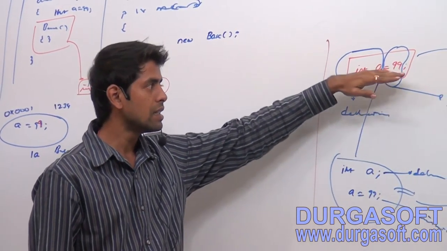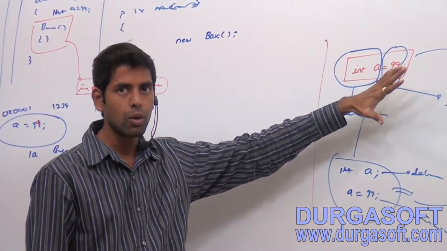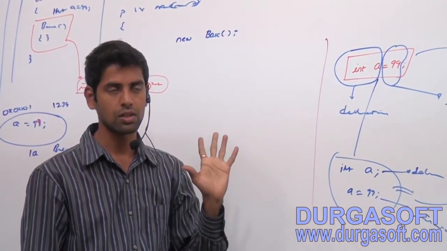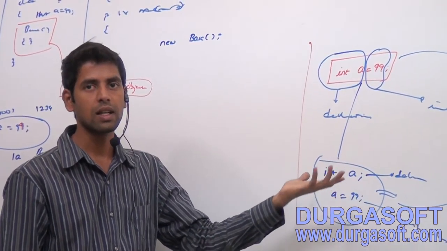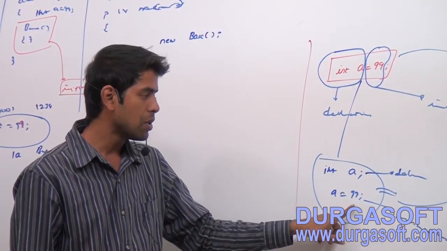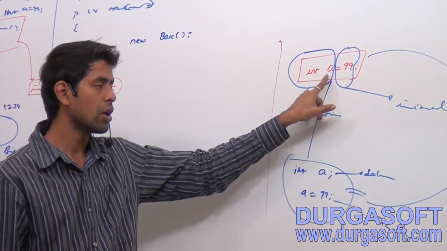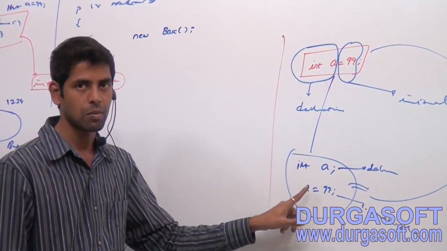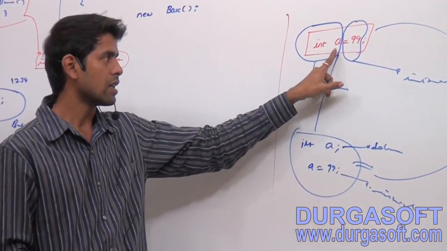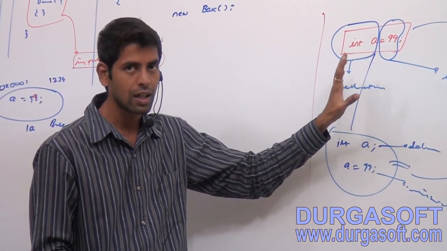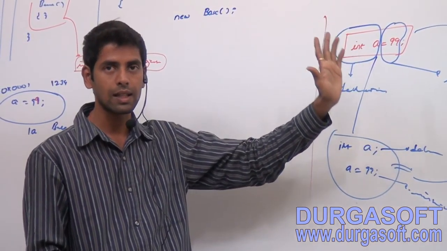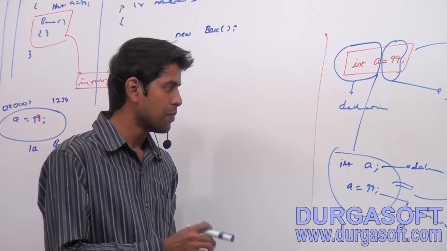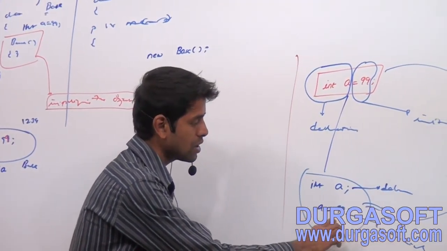And this single statement can also be written in two steps, or two instructions. One is int a, just a declaration, and the other is a equals 99. Observe here, you are using a as the common part. Here a is used for the declaration section and also for the initialization section. Observe here, both are the same. Now this is what? Initializing, right? This is what? Now observe.